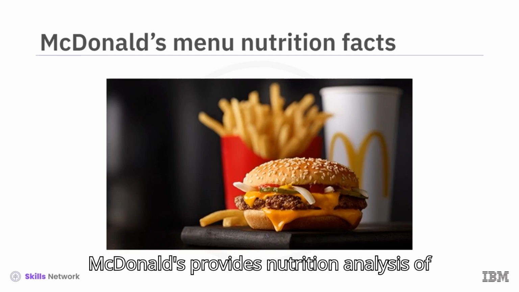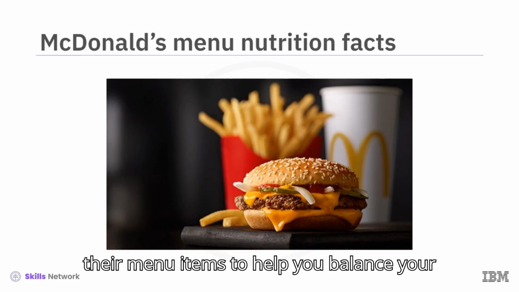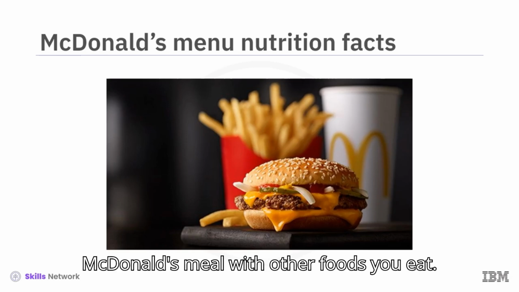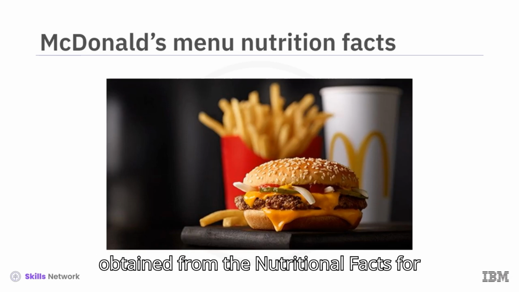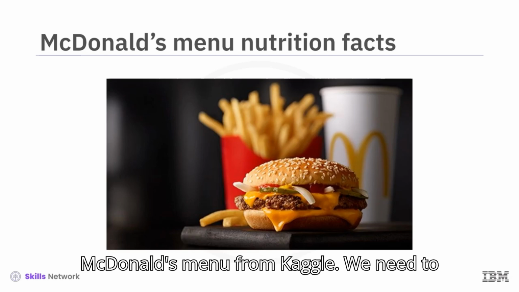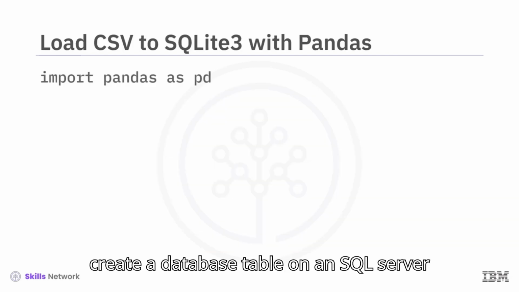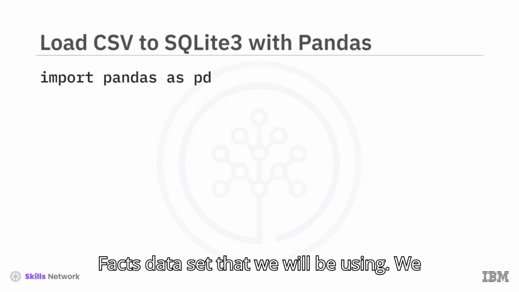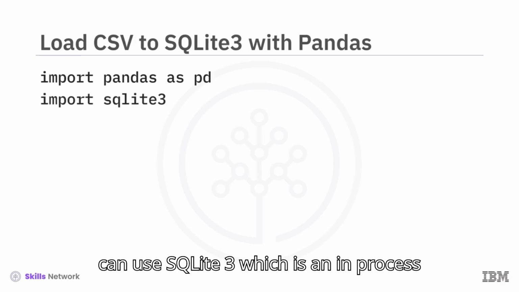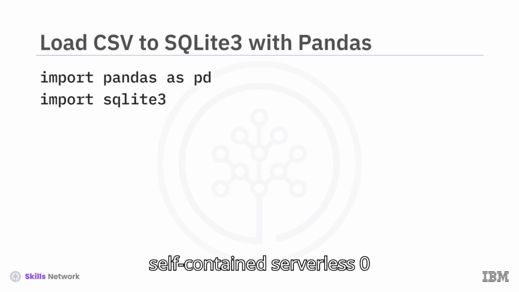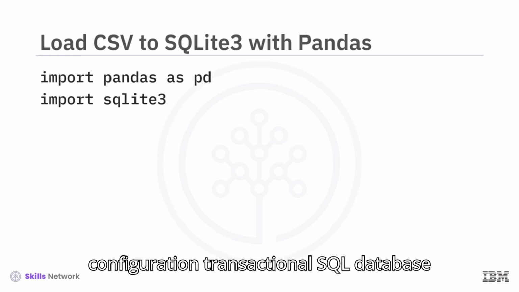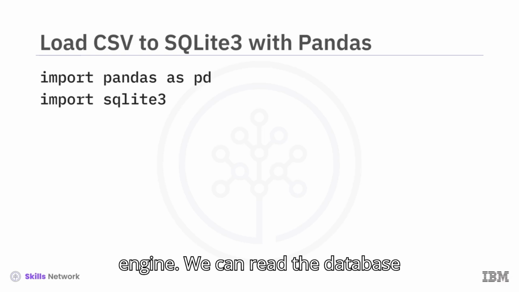McDonald's provides nutrition analysis of their menu items to help you balance your McDonald's meal with other foods you eat. The data set used in this lesson has been obtained from the Nutritional Facts for McDonald's menu from Kaggle. We need to create a database table on an SQL server to store the McDonald's menu nutrition facts dataset that we will be using. We can use SQLite3, which is an in-process Python library that implements a self-contained, serverless, zero-configuration transactional SQL database engine.